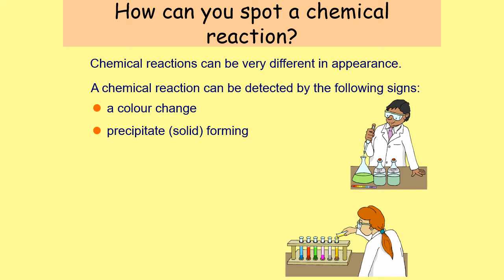And that's what's happening in the milk going off. That's why the milk gets lumpy and the solid is forming. That's what we would call a precipitate.